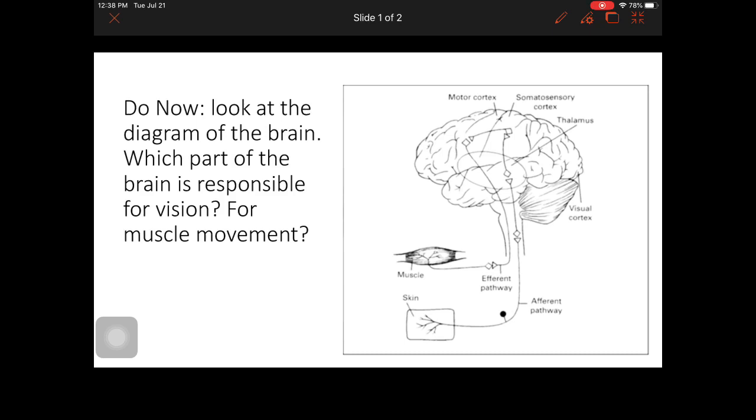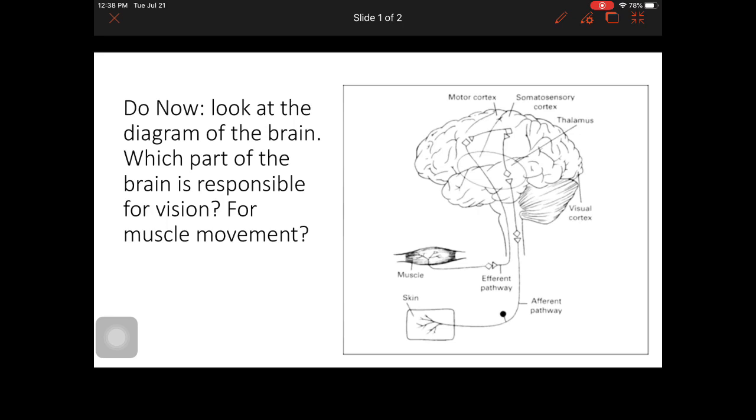Which part would be responsible for muscle movement? In that case, you might be looking at the top of the brain where you would see the motor cortex, because motor has to do with movement. You'll notice that the motor cortex, there are some nerve endings leading to that picture of a muscle.